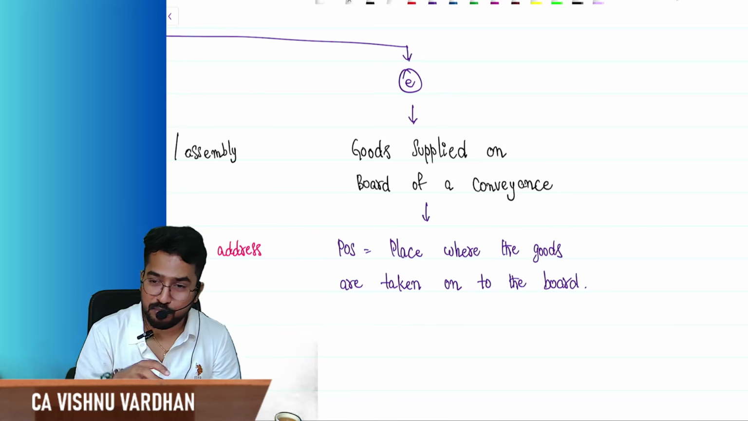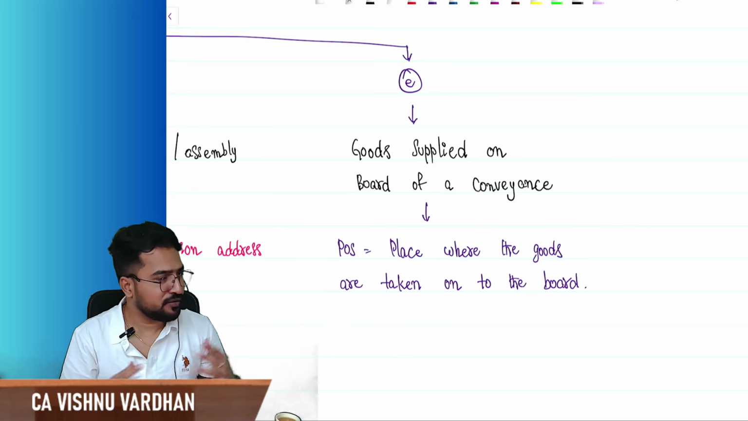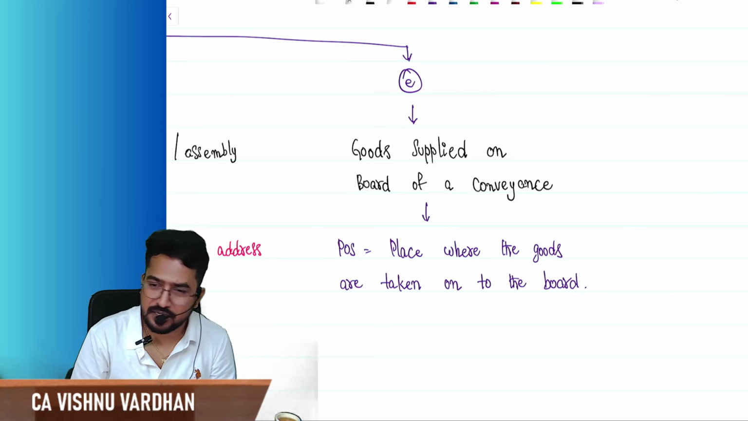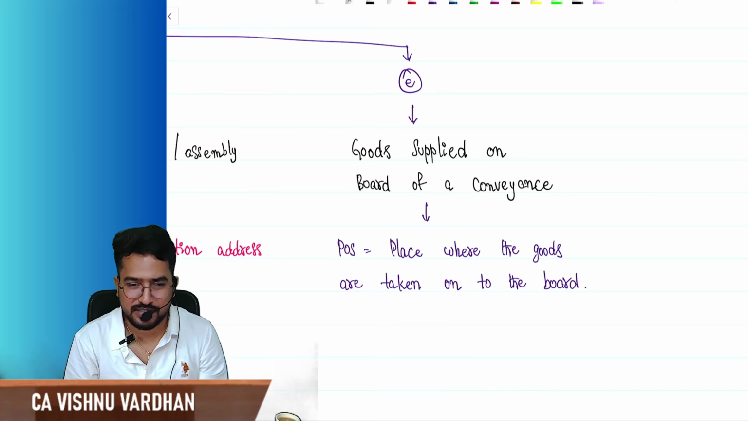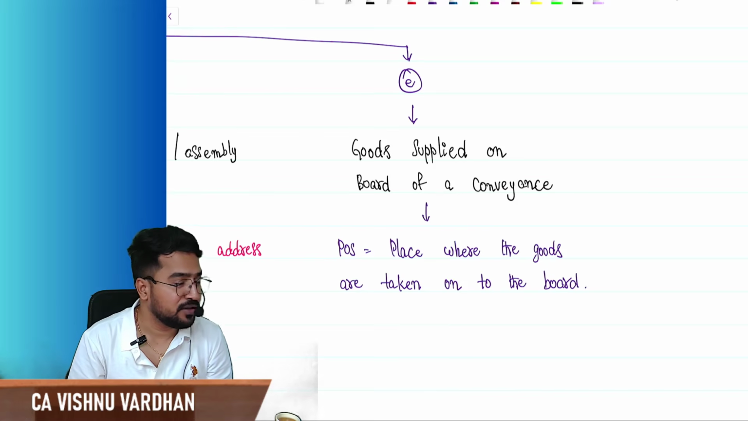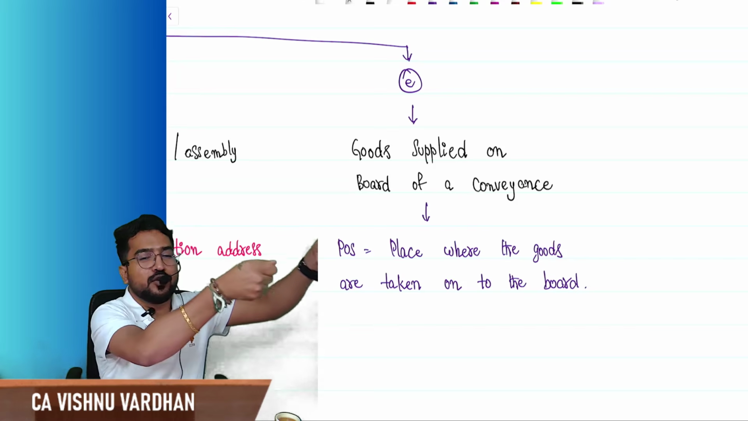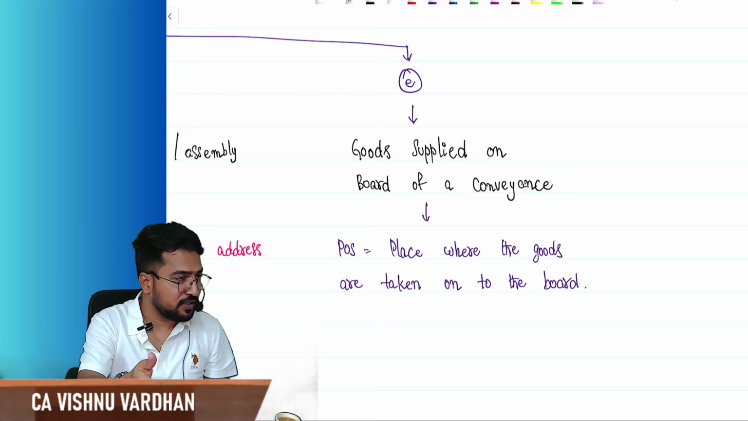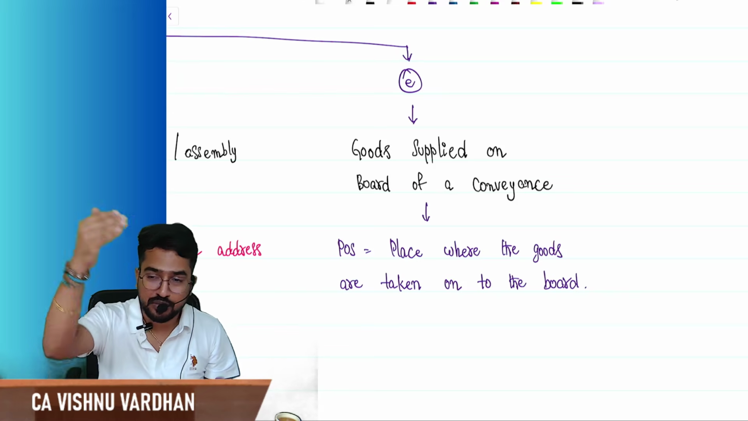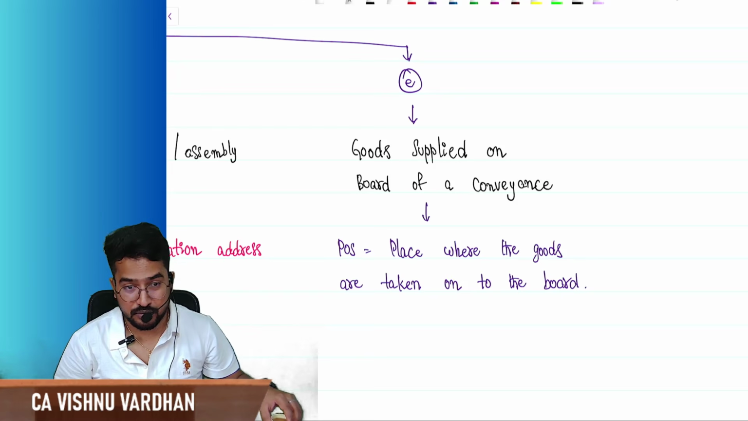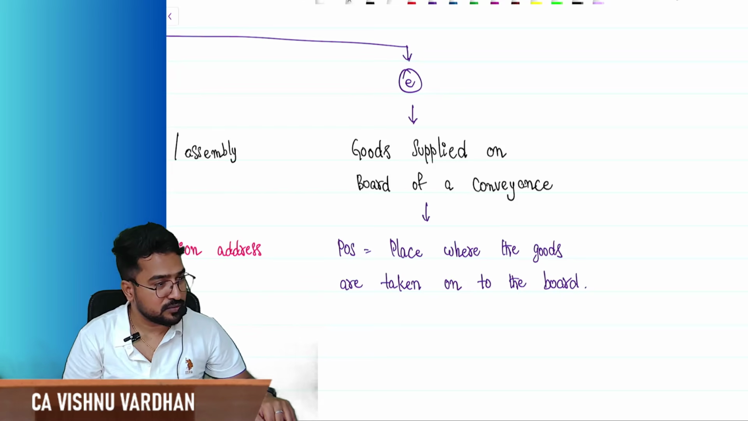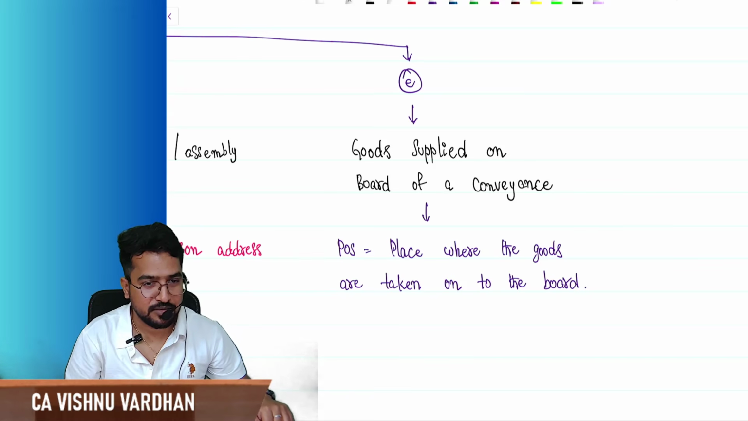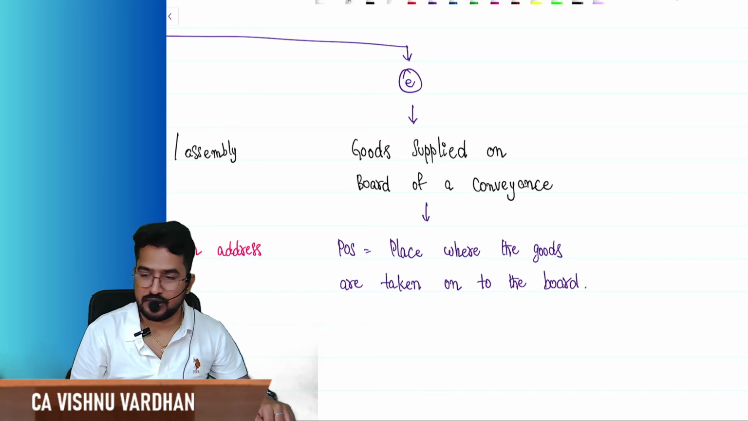Goods supplied on board of a conveyance, or we are traveling in a Vande Bharat train from Bengaluru to Chennai, purchasing some Haldiram packet, chips packet or something. What is the place of supply? Where the goods are taken on board, not where you boarded. Imagine she is traveling in a flight from Kochi to Noida via Bengaluru. She boarded in Bengaluru, but the goods boarded before her in Kochi. What is the place of supply? Are you clear now?